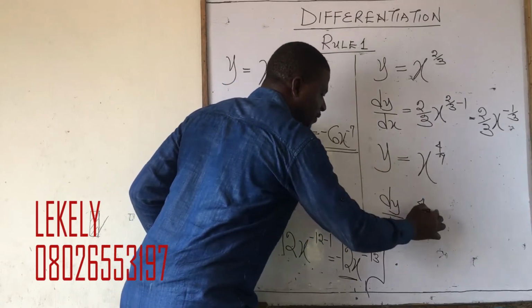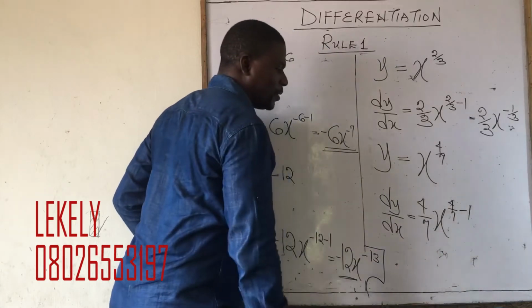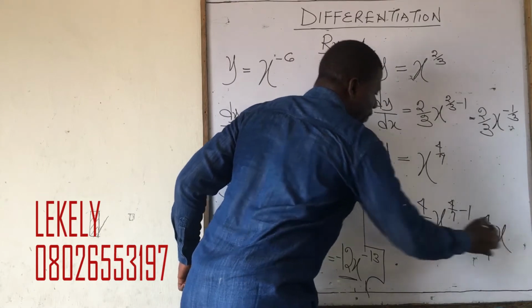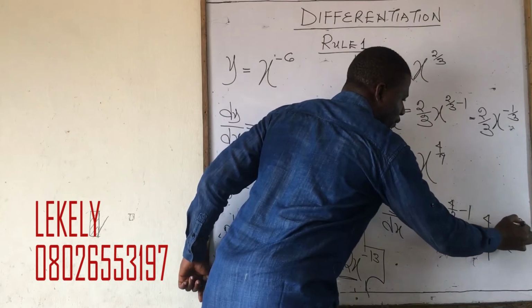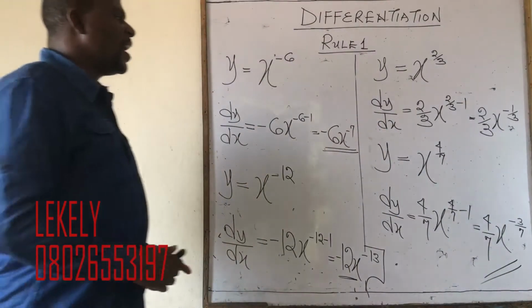You bring down the 4 over 7. x raised to power 4 over 7 minus 1. And then by the time you do this, it becomes 4 over 7 x raised to power 4 minus 7 over 7, which is minus 3 over 7. That's the answer. You see that?